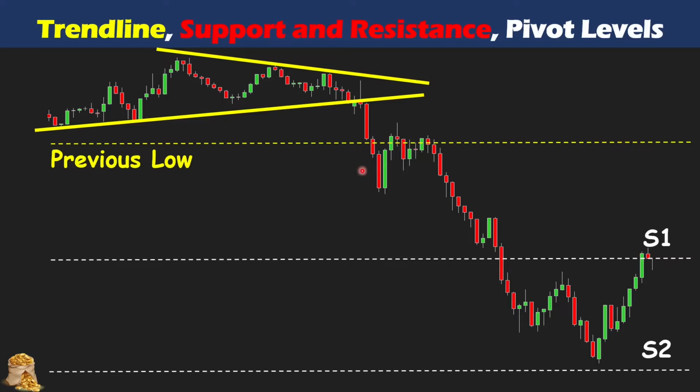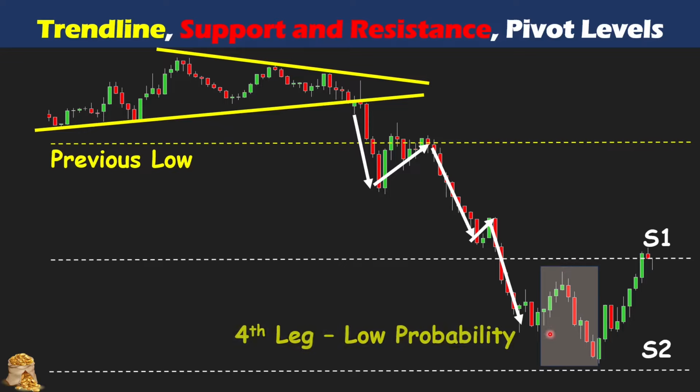And as I mentioned, the wedge breakouts can lead to 3 legs. So this is the first leg, pullback, second leg down, pullback, and the third leg. So basically you can wait for the third leg to finish and take your profit if you're swing trading. And also you can notice that on this particular chart, there is a 4th leg here. I don't recommend trading the 4th leg because the probability is very low.